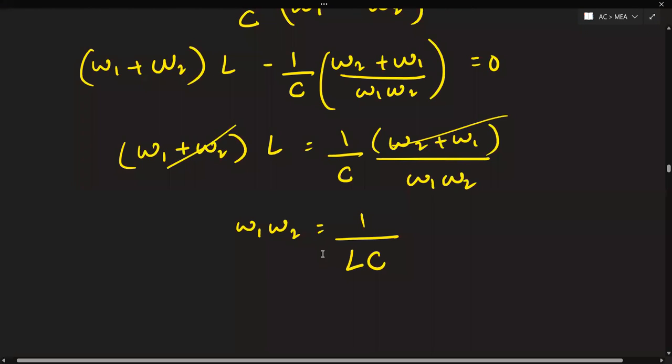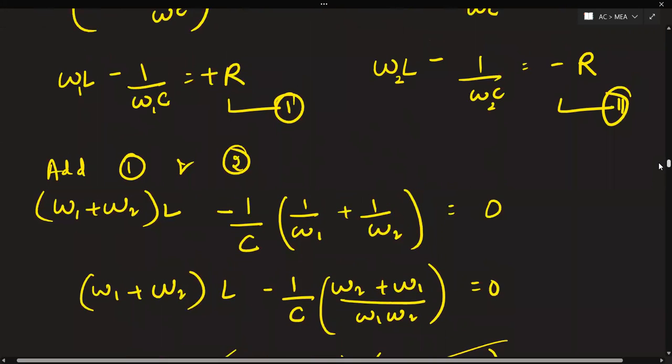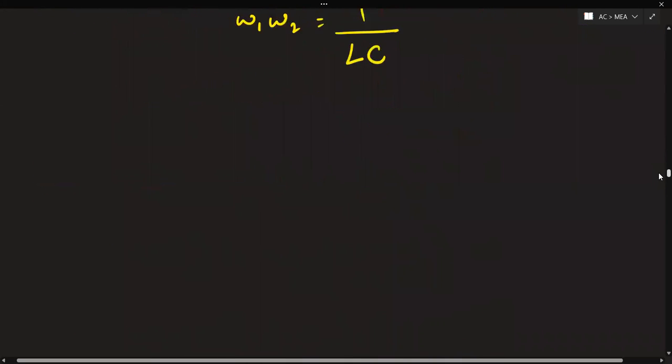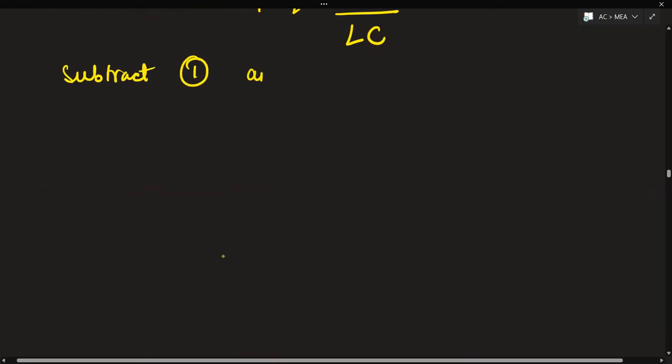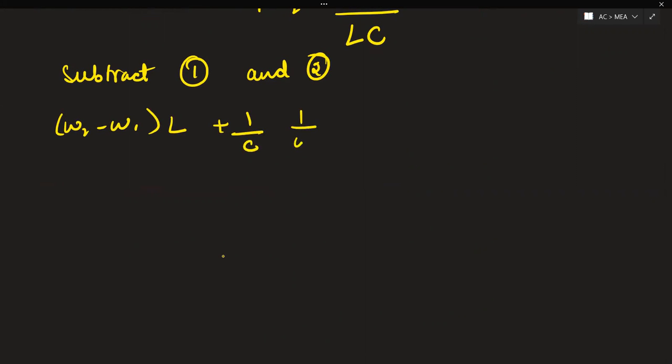Second thing that I require is by subtracting these two equations. This was by adding these two, no? Here I had added these two. Now I'll subtract these two, 1 and 2. If you subtract both these, see, everything will be the same except for this negative sign. L will still be common. Here take 1 plus 1 by C common, because here you will be left with 1 by omega 1 minus 1 by omega 2. Just a negative term will come, no, wherever positive was coming.